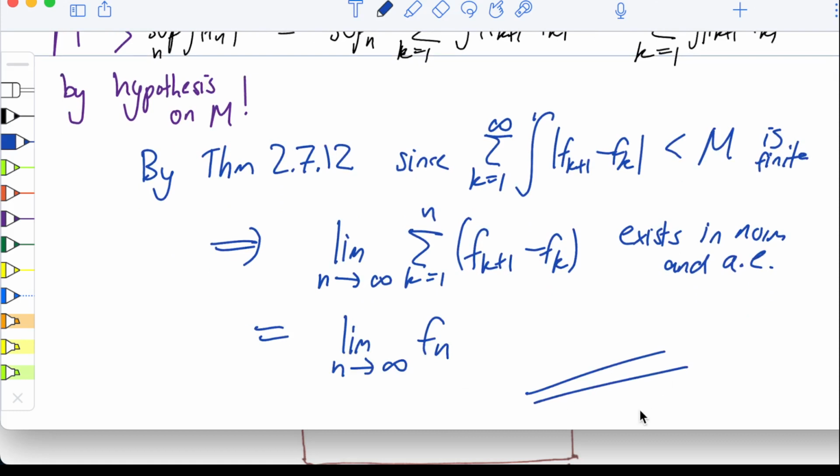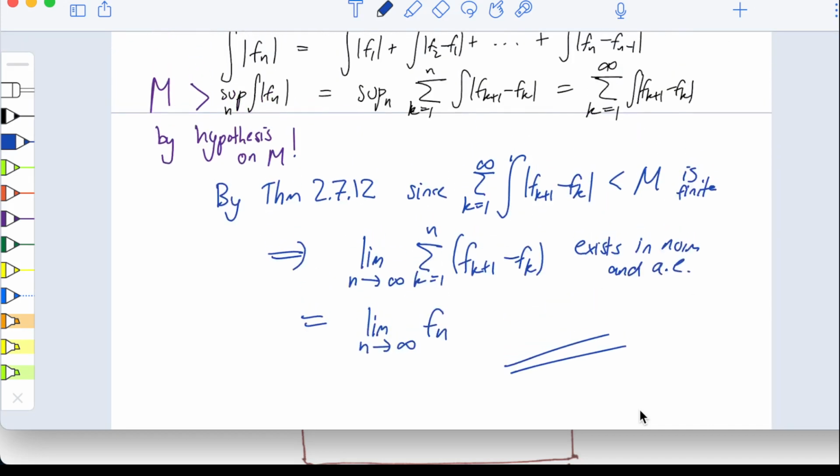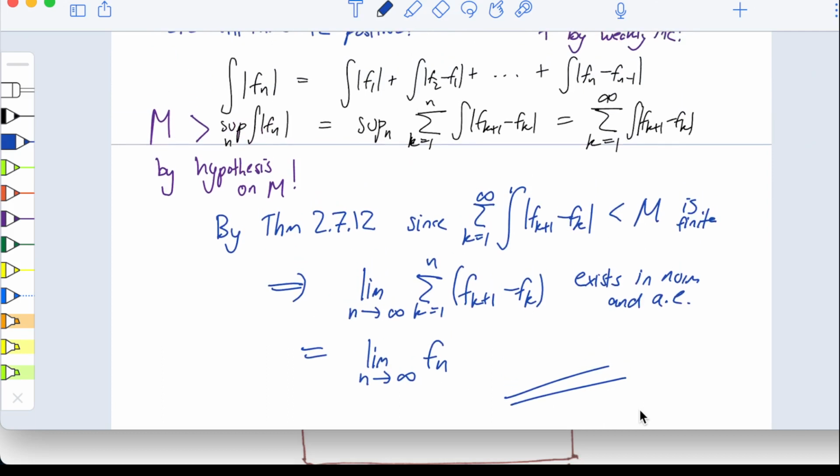So we basically just had to look at the differences rather than looking at the actual functions, and everything falls into place. Okay. That's the proof of the monotone convergence theorem, which is a really common theorem people use for these things. Questions or comments about the monotone convergence theorem or anything else?